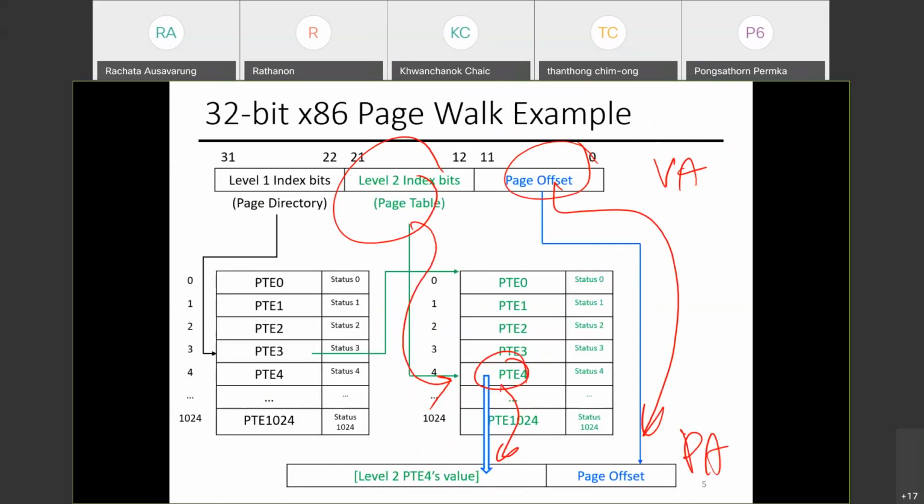The first level is the black color, and the green is the second level. Both the black and the green page tables are in DRAM. So to get your physical address, you need to go to the black page table, then the green page table. Those are two accesses to DRAM.